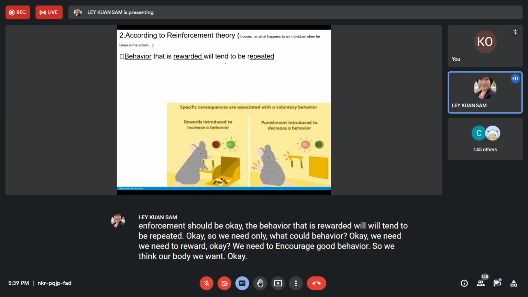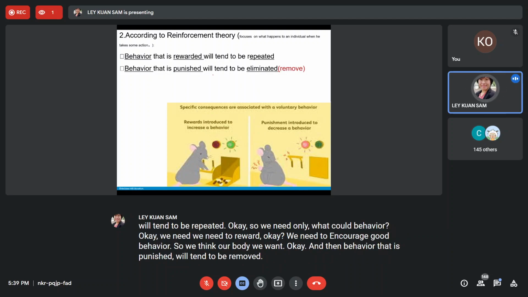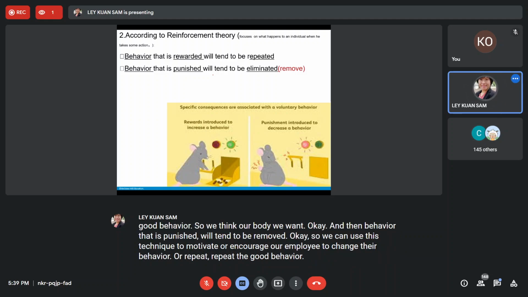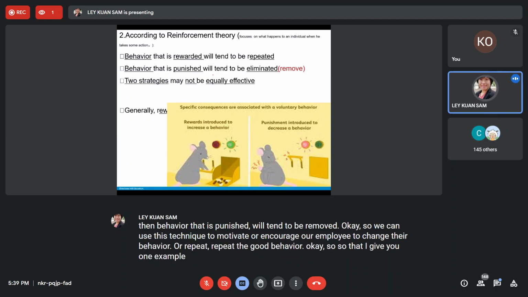And then behavior that is punished will tend to be removed. So we can use this technique to motivate or encourage our employee to change their bad behavior or repeat the good behavior. So let me give you one example.